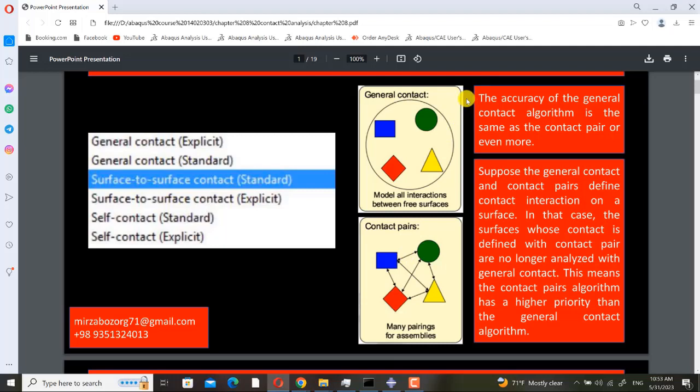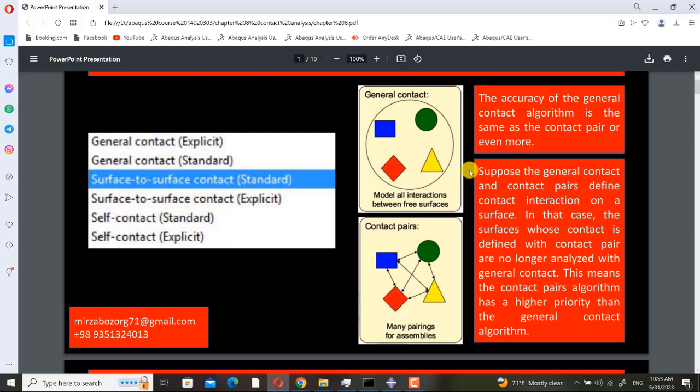The accuracy of the general contact algorithm is the same as the contact pair, or even more. Suppose the general contact and contact pairs define contact interaction on a surface. In that case, the surfaces whose contact is defined with contact pair are no longer analyzed with general contact. This means the contact pairs algorithm has a higher priority than the general contact algorithm.